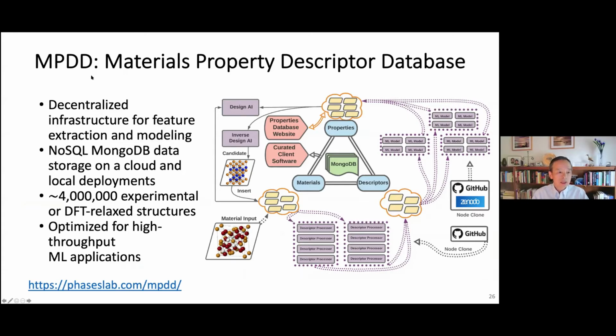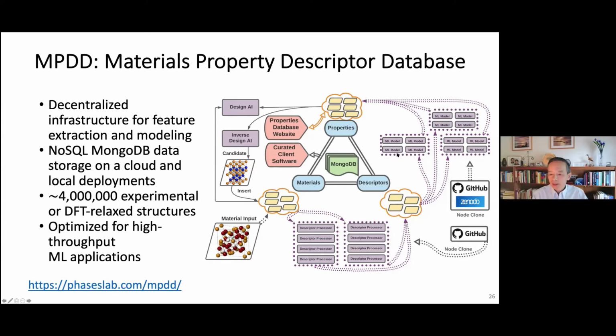This materials property descriptor database now has around 4 million structures, and it's expanding. And it is decentralized, so people can get involved. If anybody here wants to get involved, you can go here and send us an email. We can team up with you and your team to generate more data and also develop more properties. That's very important because these property models are extensible. We can add more properties.